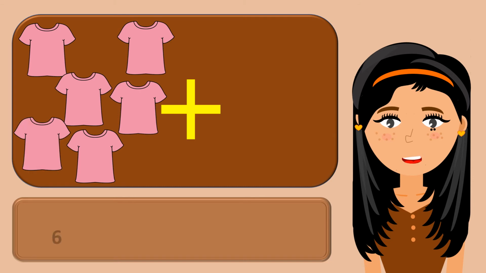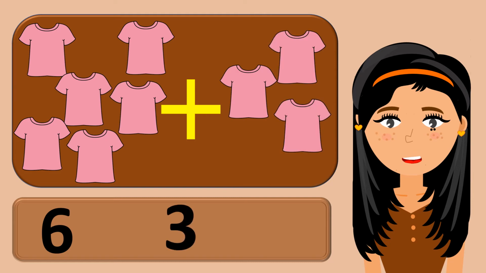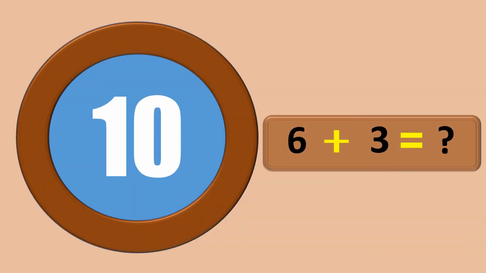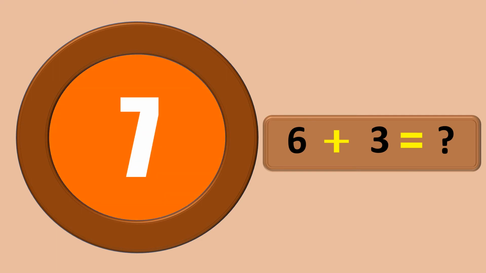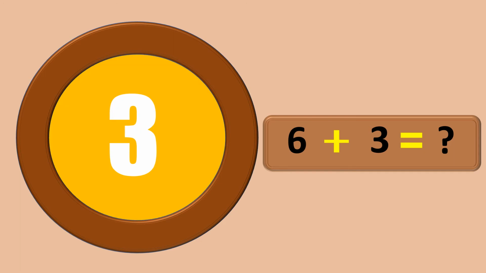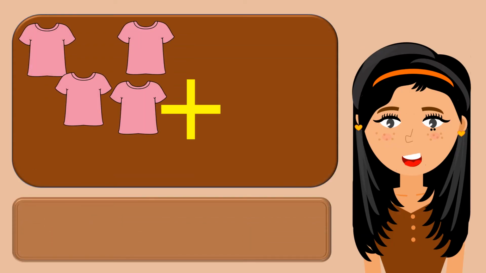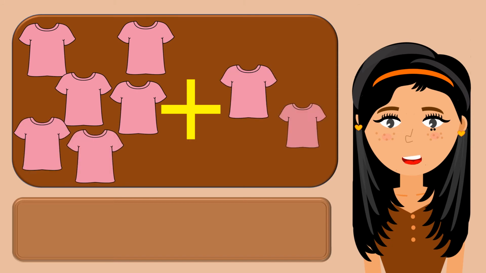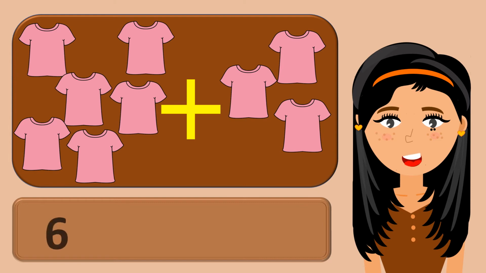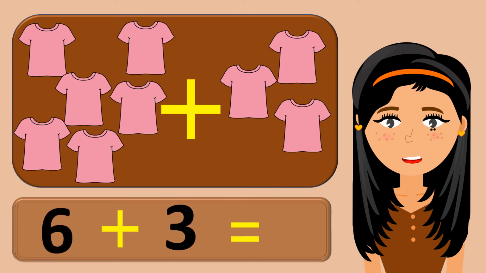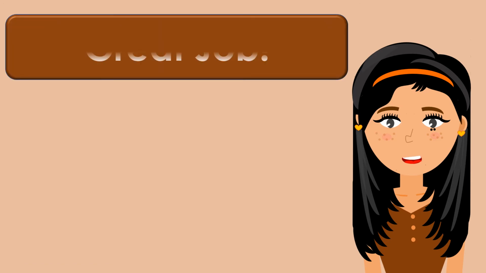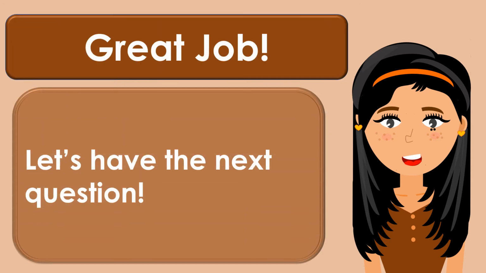1, 2, 3, 4, 5, 6. 1, 2, 3. 6 plus 3 equals 1, 2, 3, 4, 5, 6, 7, 8, 9. 6 plus 3 equals 9. Great job! Let's have the next question.